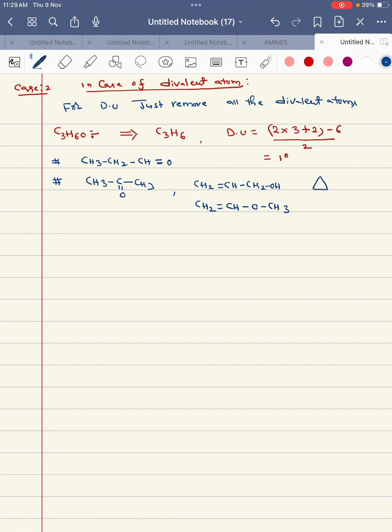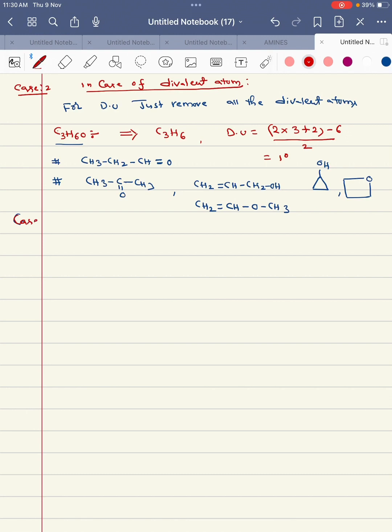Now, what rings are possible here? It is called cyclopropanol. Next, this is one more compound I wrote. It is called an oxirane ring. With the molecular formula C3H6O, we got different isomers after getting the DU. I have written all these isomers.